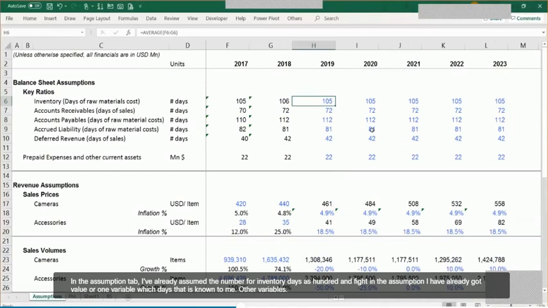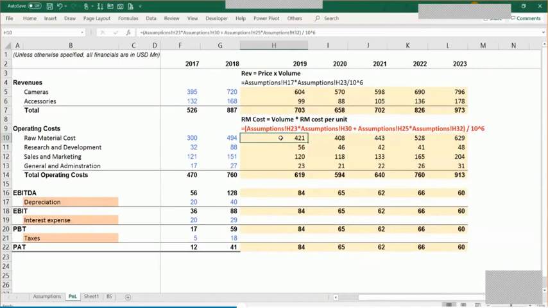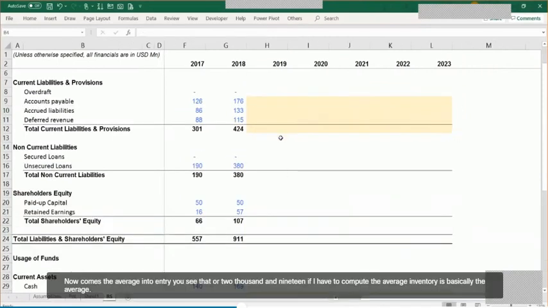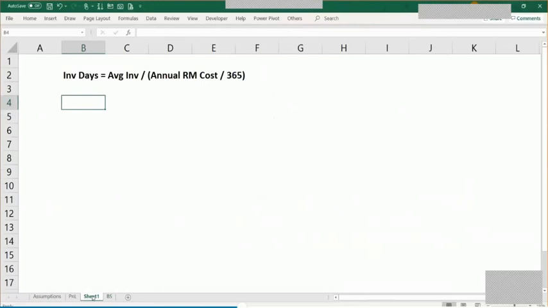The other variable is raw material cost. In the P&L, just in this sheet, we have computed the raw material cost. We got the data for that as well. So 421 is the raw material cost. Now comes the average inventory. For 2019, if I have to compute the average inventory, it is basically the average of opening and closing. Now opening is 175, but what is closing? I don't know. So this is the missing parameter. So we are going to use the mathematical logic of cross multiplication and be able to work out the final number.